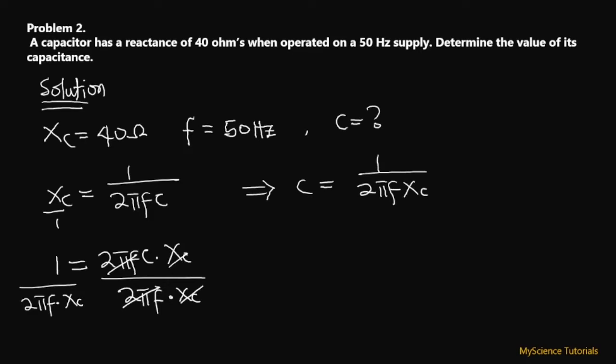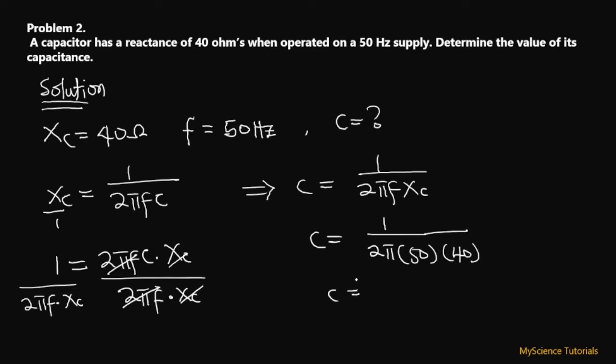Now that we've made the capacitance the subject, let's go ahead and do the substitutions and get our value. So our C is going to be equal to 1 over 2 pi. Our frequency over here is 50, and then our capacitive reactance is 40 ohms.